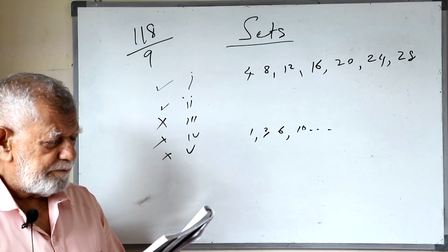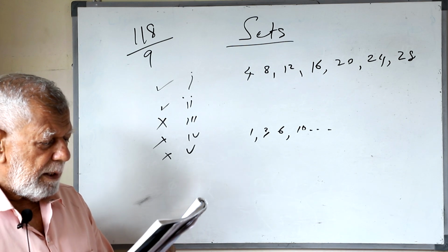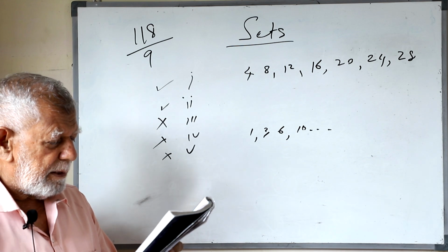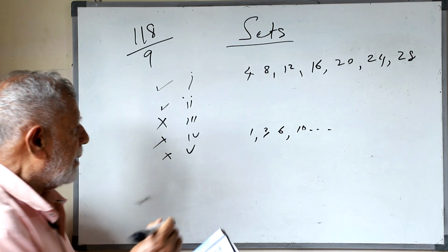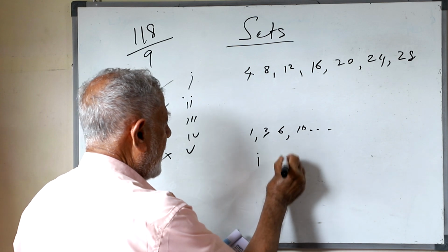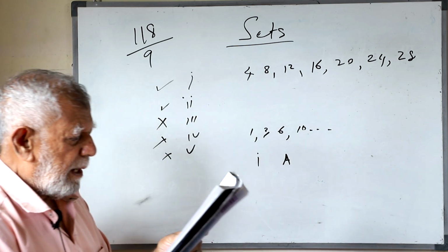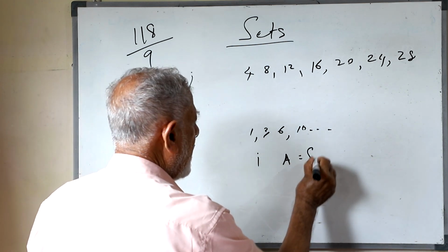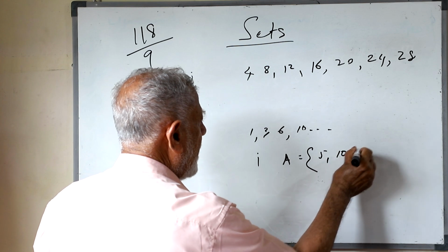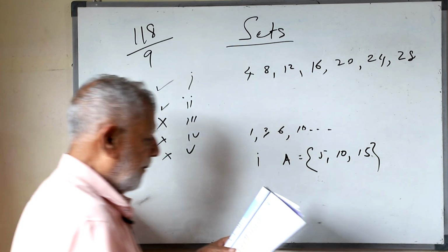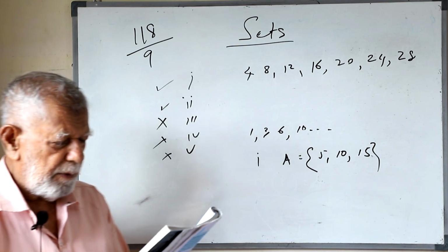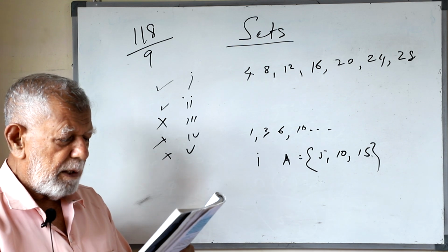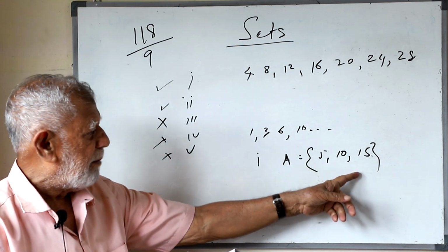Look at the second question. Write each set given below in terms of its elements and write the number of elements in each set. For example, the first one, A. First you write the elements: multiples of 5 between 0 and 20. So A is equal to 5, 10, 15. So we have written the set in terms of its elements.